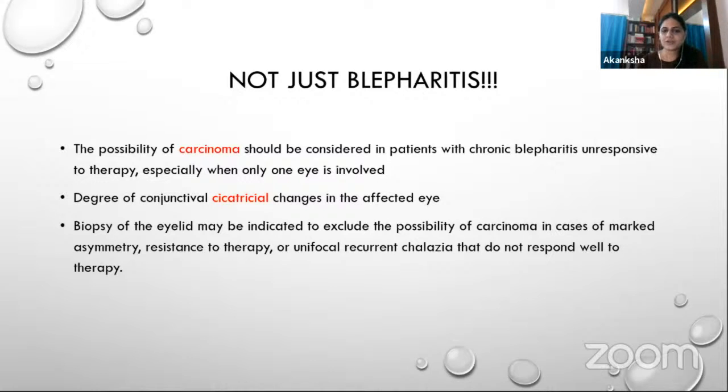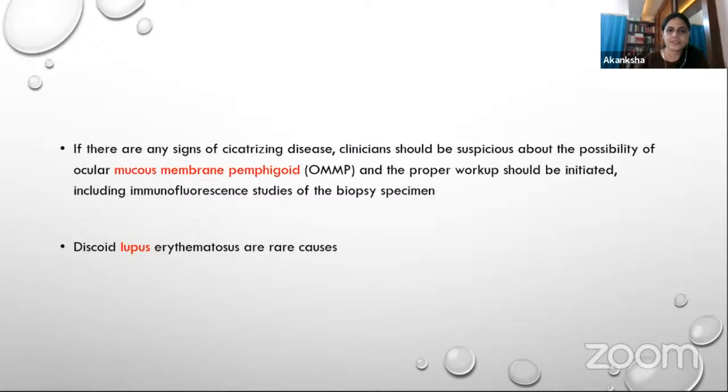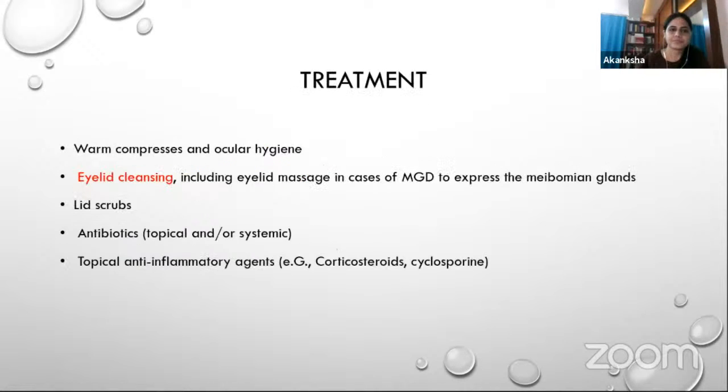But at least if you have it in mind, that is how you will know that you need to look for other things as well. And in the conjunctiva, if you're seeing any signs of cicatrizing disease, then you have to be suspicious of mucous membrane pemphigoid, and then conjunctival biopsy with immunofluorescence would be needed, and then the management of that would be different. DLE or discoid lupus erythematosus are also rare causes of blepharitis, so they also need to be kept in mind.